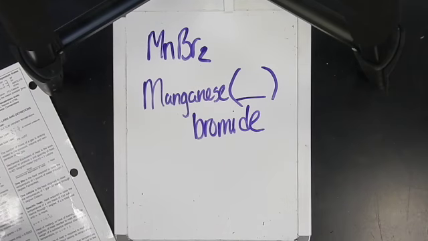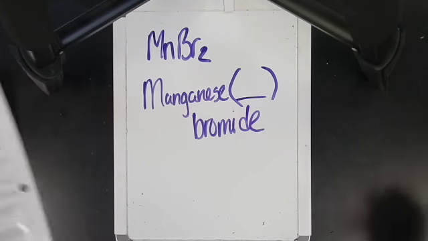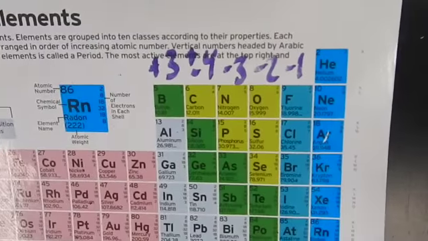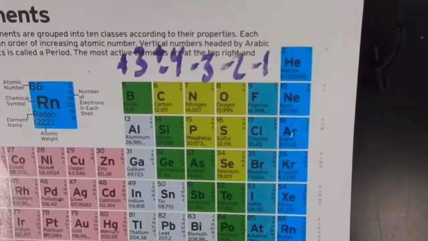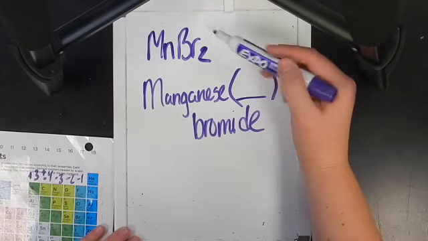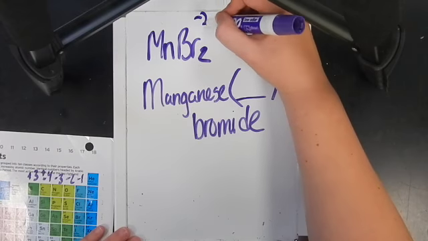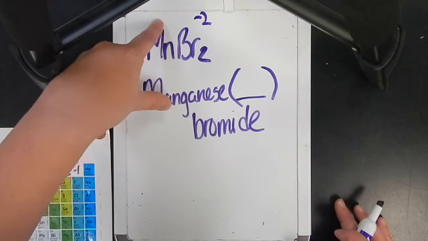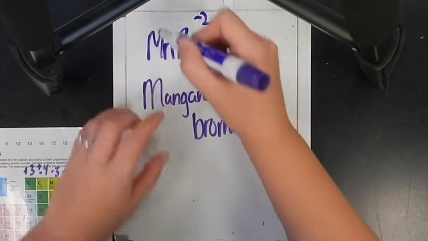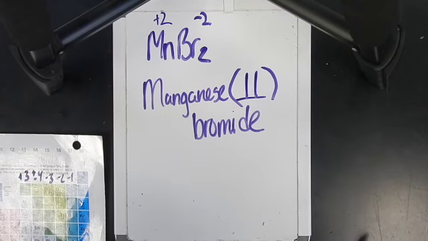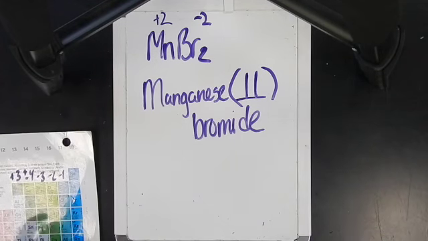To find what the charge for manganese is, do a little math. Find bromine on the periodic table. It has a -1 charge, and you multiply it by however many you have. So -1 times 2 is -2. Then the metal's charge will be the same number, just opposite, so it will be +2. So 2 is what goes in that blank, and that would be manganese 2 bromide.